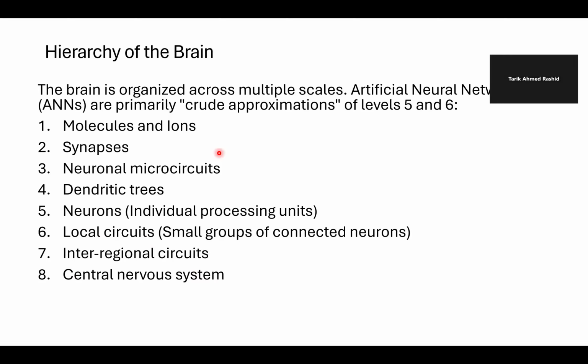First one, molecules and ions. Second one, synapses. Then neuronal microcircuits. Fourth is dendritic trees, or dendrites. Fifth is neurons, the individual processing unit cells. Then local circuits, then interregional circuits, and finally the central nervous system.